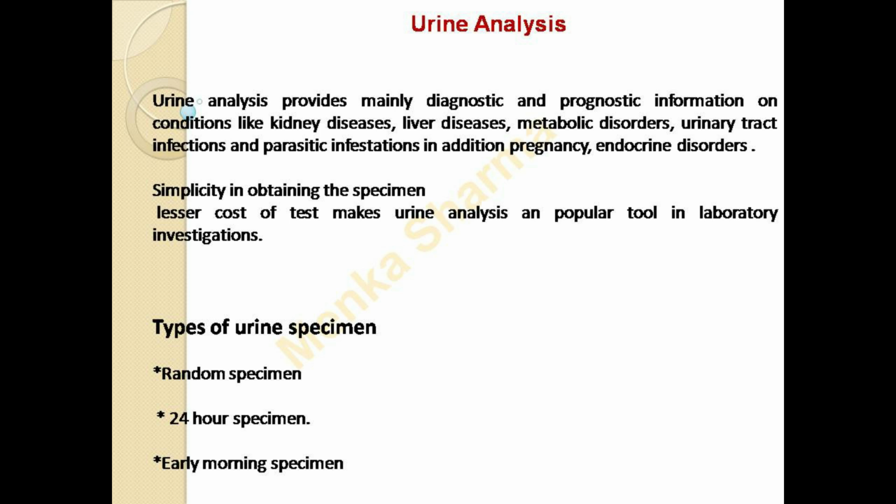Now the question comes, why is urine analysis preferred? Because there is simplicity in obtaining the specimen as well as the cost of the test is low. That's why it is a popular laboratory investigation tool. We'll talk about the types of urine specimen which are used for urine analysis. There are three types of specimen. The first one is random specimen, the second is 24-hour specimen, and third is early morning specimen.